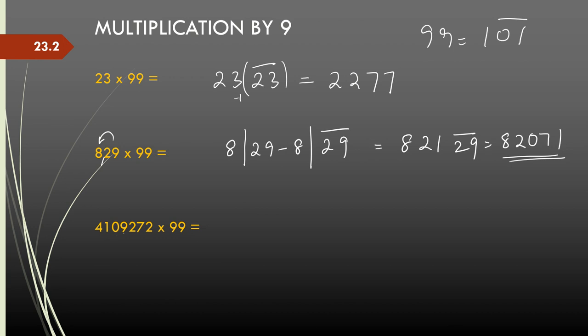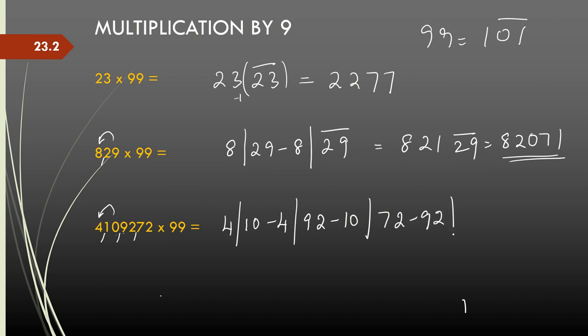One more example of a slightly bigger number. As usual, I always make parts of 2 digits, that is 72 is one group, 92 is one group, and 10 is the other group, and 4. So I have 4 groups of digits multiplying by 99, and I start from the left, 4 on the left, then it is 10 minus 4. Because I am always subtracting in this order, then it is 92 minus 10, then it is 72 minus 92, and then 72 with a bar on top.